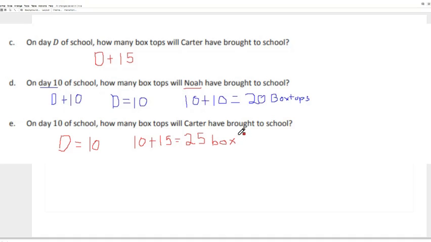All right, so that's what we're working on today. We're going to take tables or information and develop different expressions from them so we can answer different questions. At this time, you can go ahead and stop the video and move on to your assignment for the day.